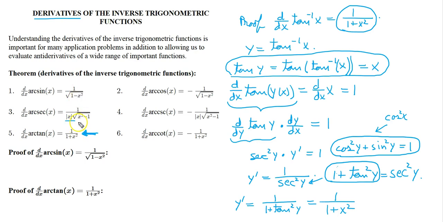And the other ones are proven similarly. For number 1 right here, you would use this identity right here. Now let's take a look at a few examples.